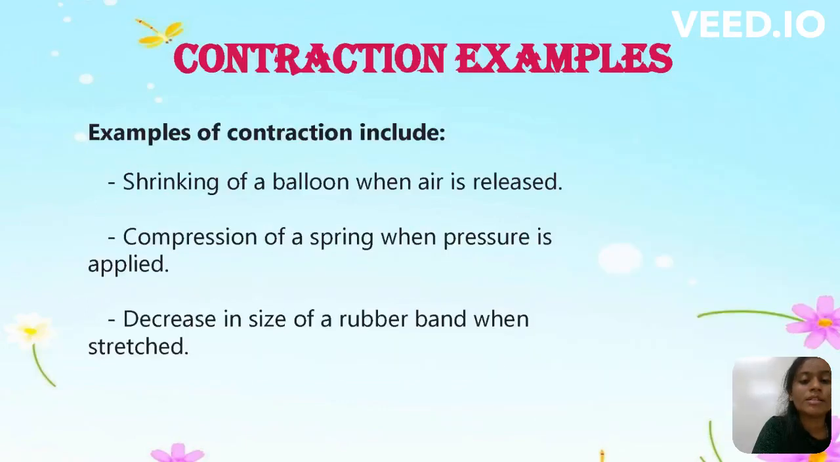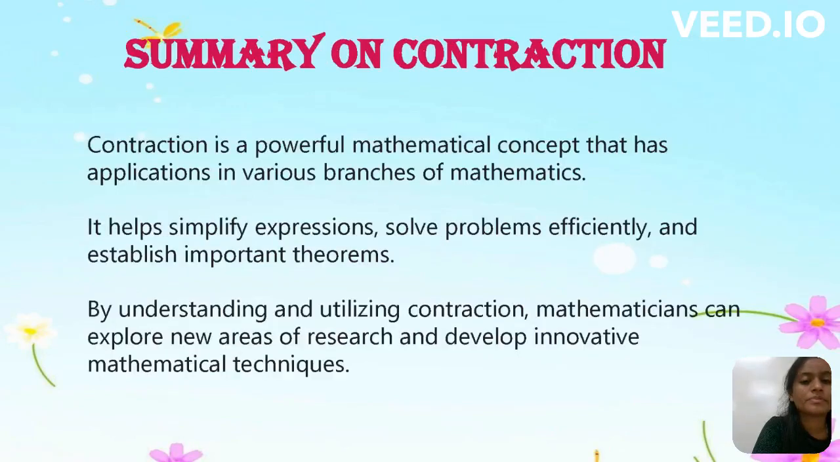Contraction examples. Examples of contraction include shrinking of a balloon when air is released, compression of a spring when the pressure is released, decrease in size of a rubber band when stretched.